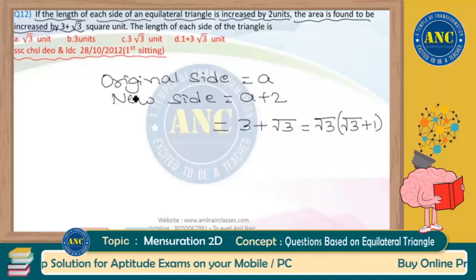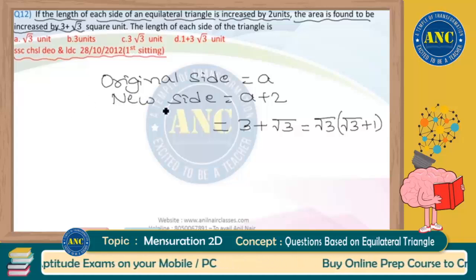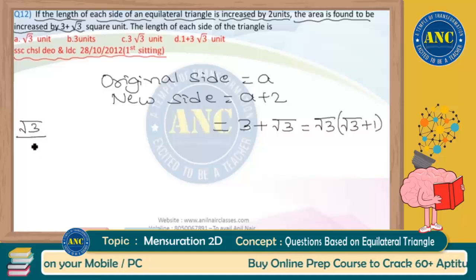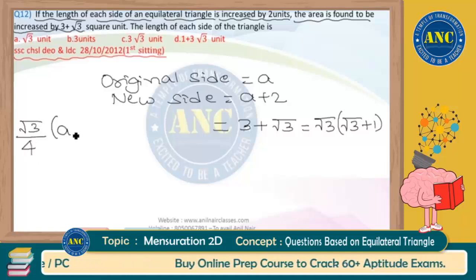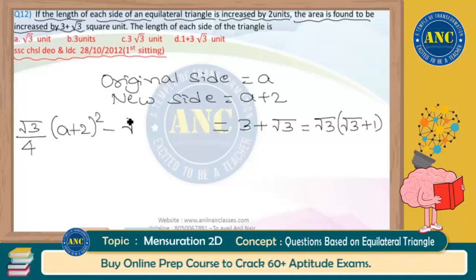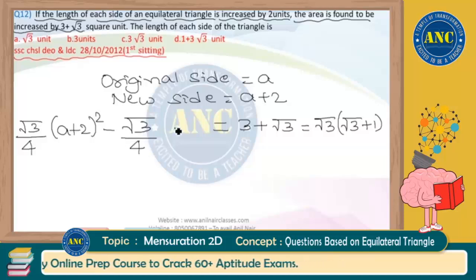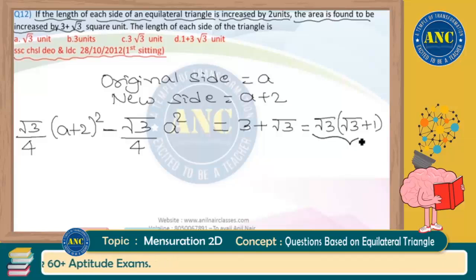Now first of all, what is the new area? New area is root 3 by 4 into (a plus 2) whole square. What is the old area? Root 3 by 4 into a square. The difference is nothing but this should be the difference. Root 3 plus 3 should be the difference.